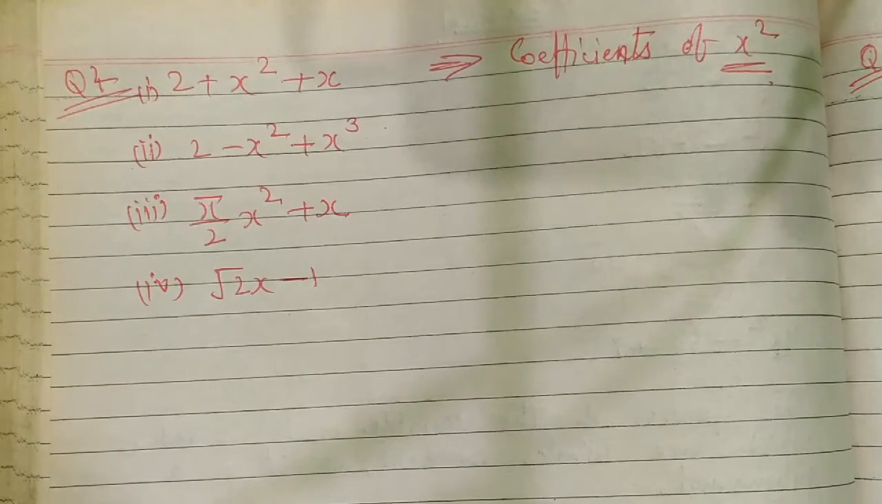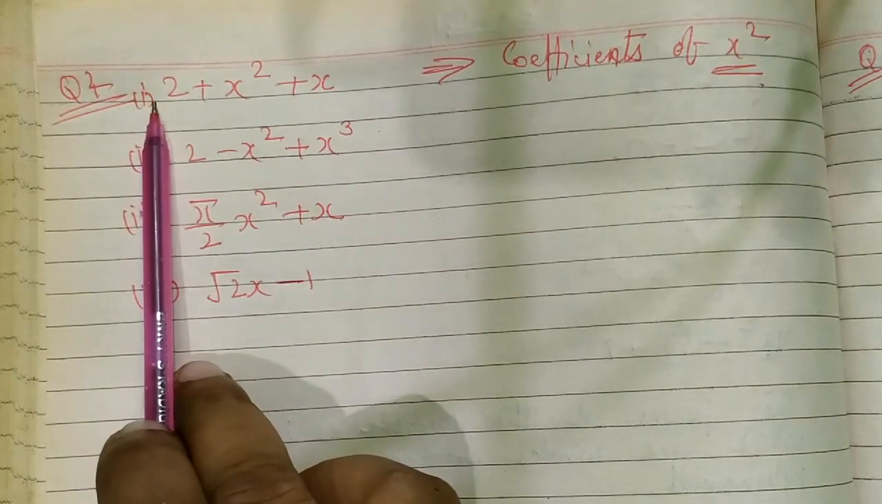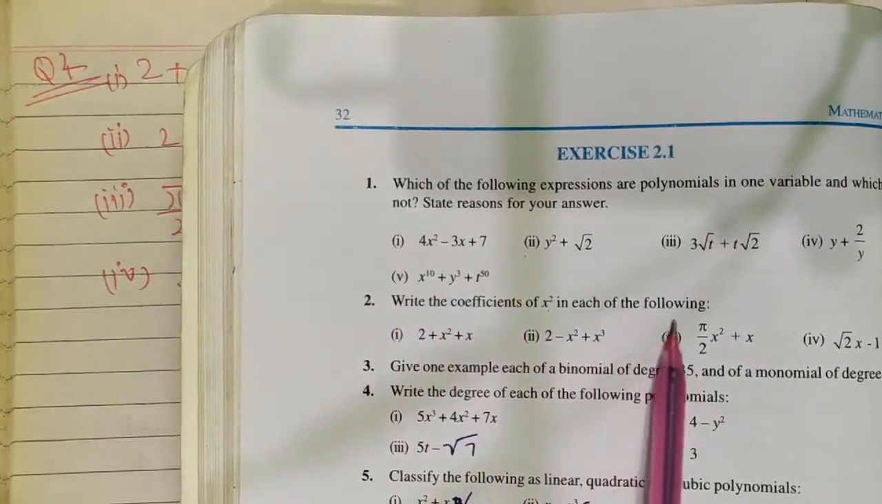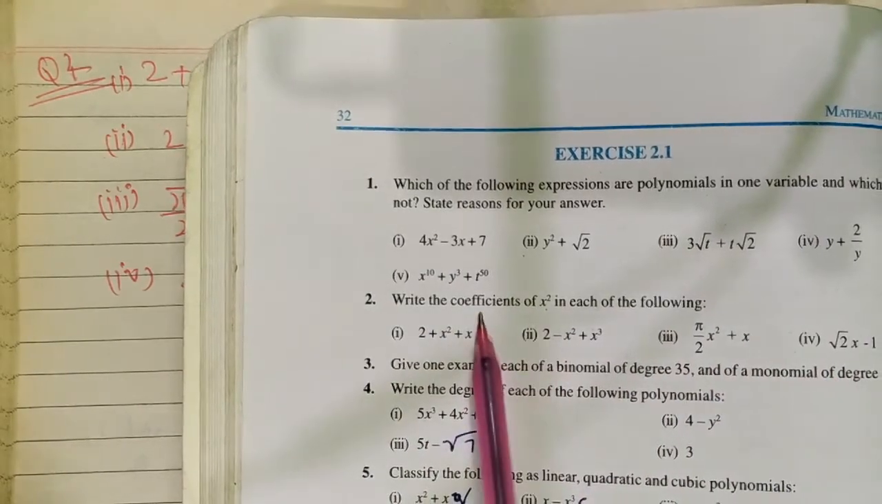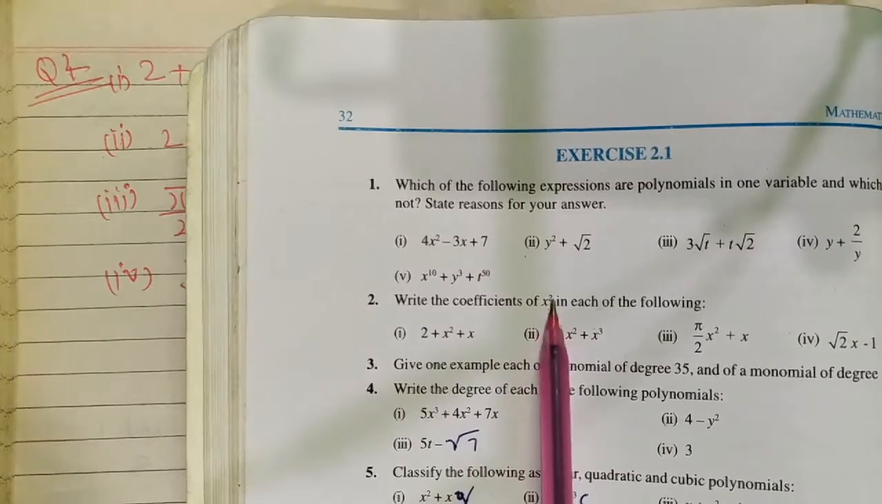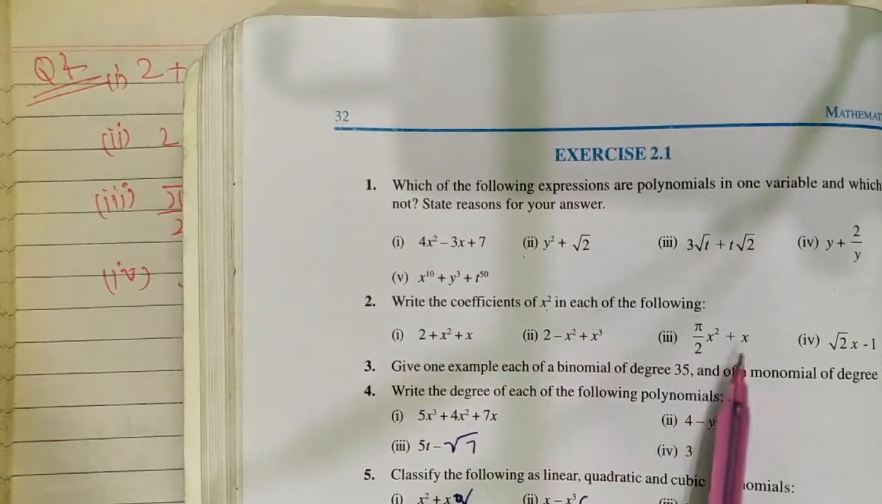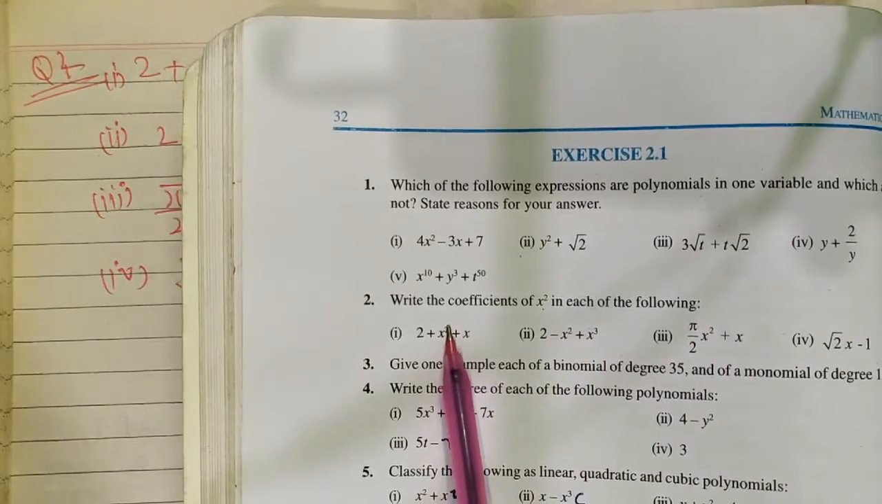Now here is the second question. As you can see, see the question from the book also. So this is the question: write the coefficient of x square in each of the following, and here are the expressions. We need to write the coefficient of x square only, not x, not x cube. It is pretty easy.